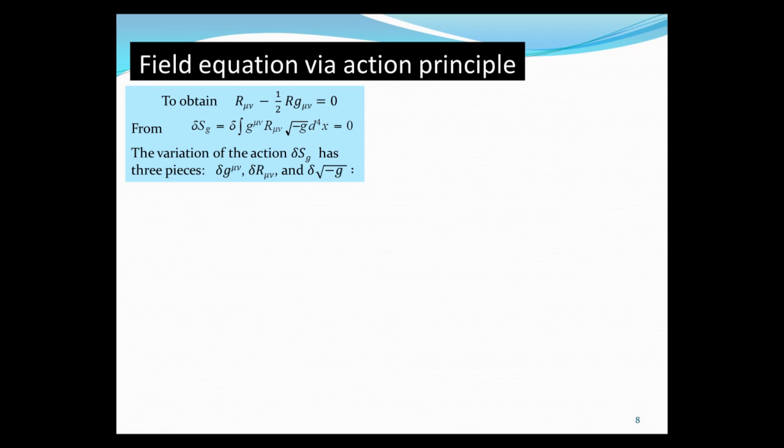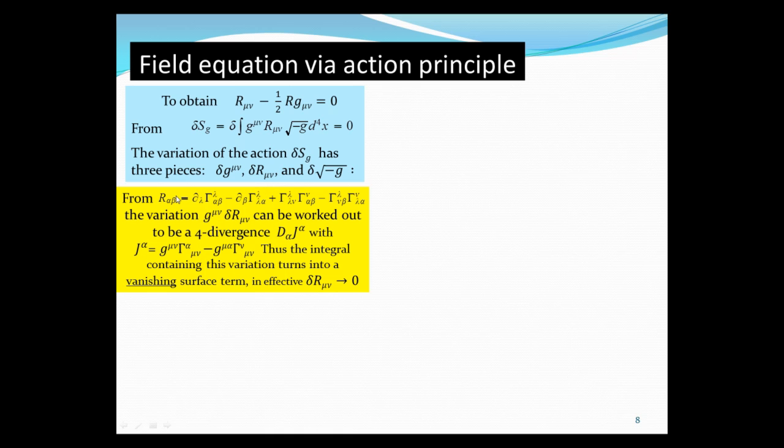We'll first show that the variation of the Ricci tensor leads to 0, so this can be ignored. Remember, the Riemann tensor contracts once to give the Ricci tensor. So here's the expression of the Ricci tensor. The variation of this quantity you can work out to be a full divergence, which can be written as the metric times the Christoffel symbol, in this combination.